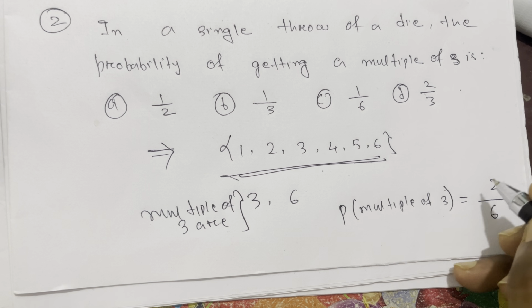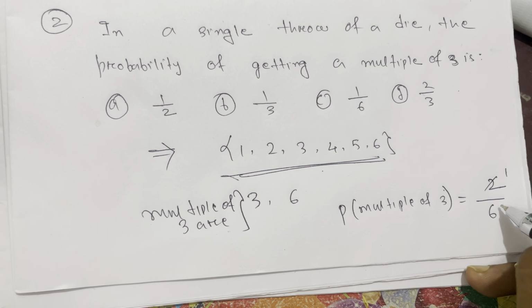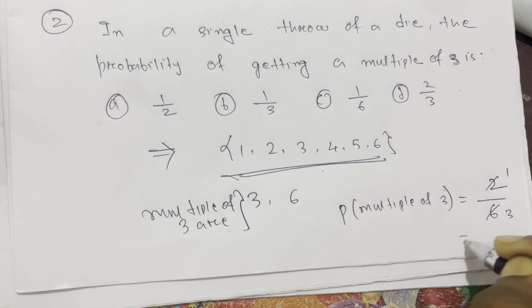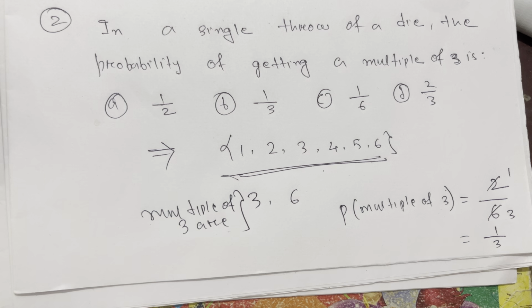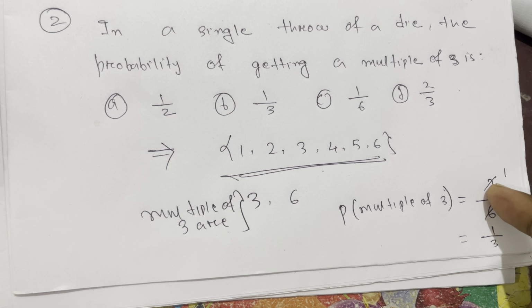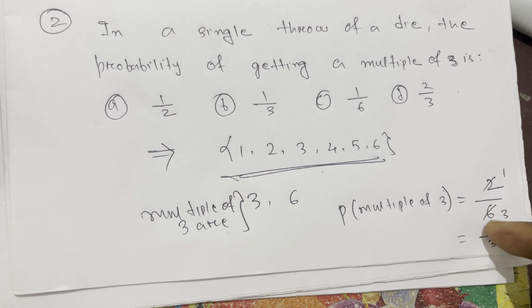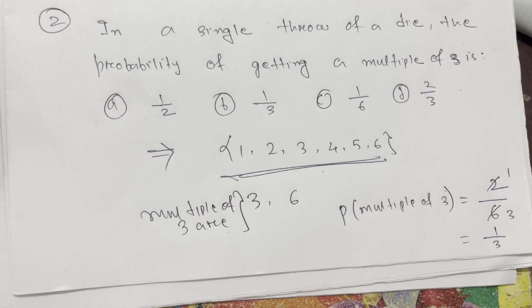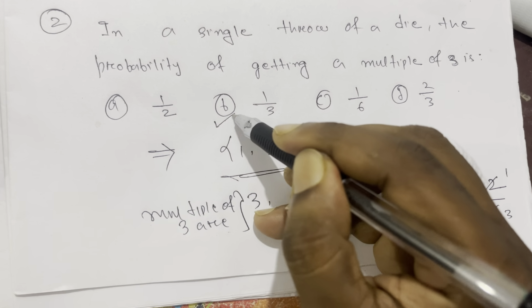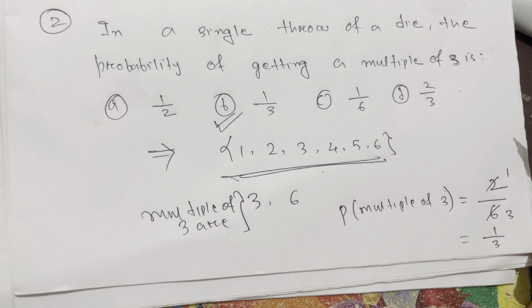If you write it in simplest form, 2 ones are 2, 2 threes are 6. So the answer will be 1 by 3. So very simple. Out of 6 outcomes, there are 2 numbers which are multiples of 3. That's why the resulting value is 2 and the total value is 6. So 2 by 6. If you cancel by 2, you will get 1 by 3. So option B is correct. Okay.